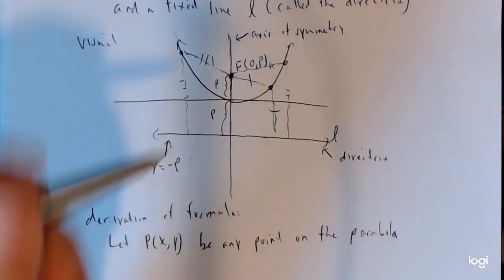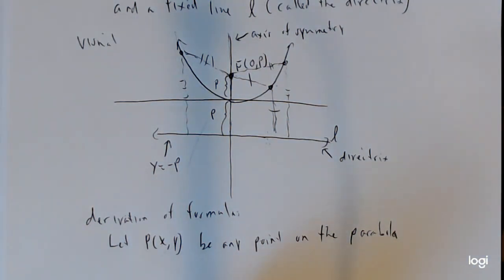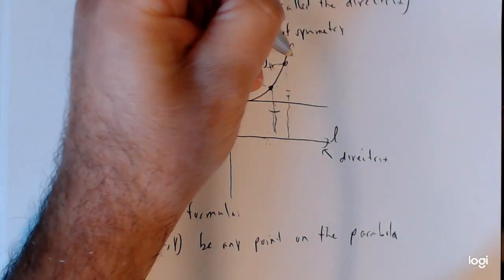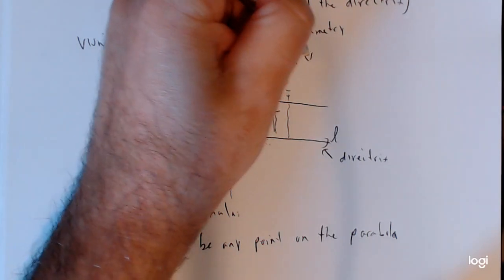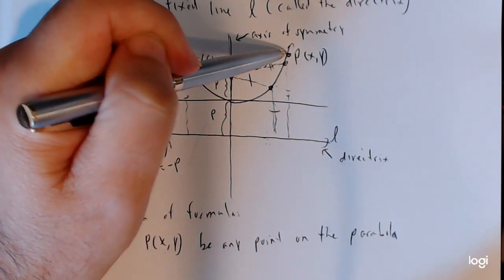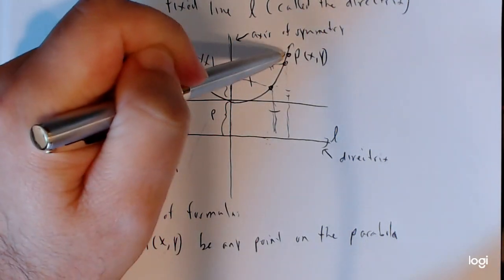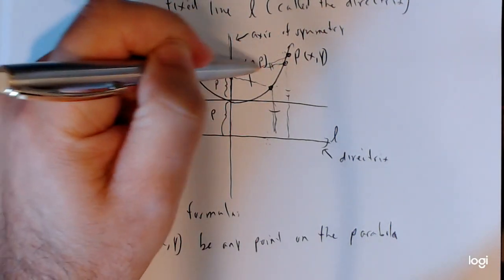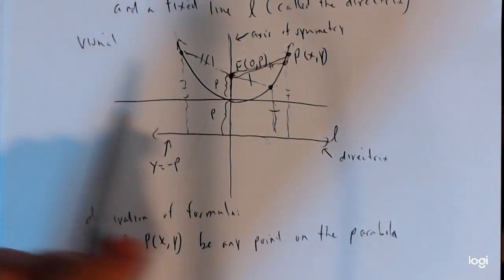So then what do I want to do? Now I want to find what? The distance. So let's say that this is point P, which we're saying is x comma y. So now what do I need to do? I need to find the distance from point P to the focus, which we know how to find. That's just using the distance formula.